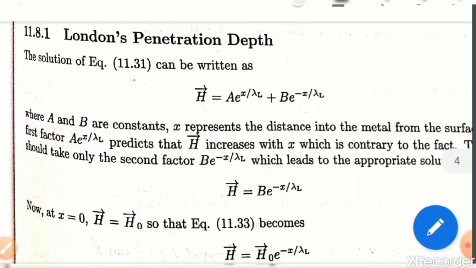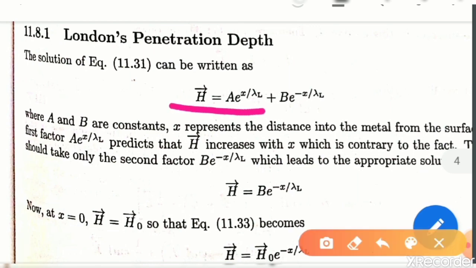Now, taking a equal to 0, we have only the condition left: H is equal to b e to the power minus x upon lambda L. Now at x equal to 0, H is equal to H naught, which is a constant. That means at the surface of the specimen, we have a constant value. And as we move inside, it decreases to 0. So this equation describes our penetration depth condition.